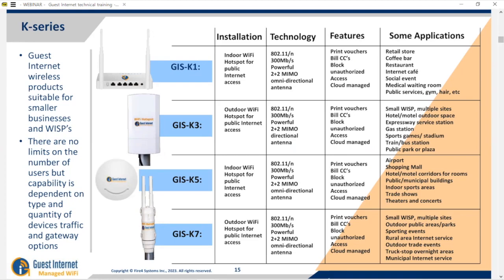And finally, the GIS K7. It's an outdoor product with omnidirectional antenna, and so is very useful for areas where we want to provide mobile Wi-Fi over a large area, which may be a public area, a public park, or a very large area where people go shopping, for example, streets with shops.